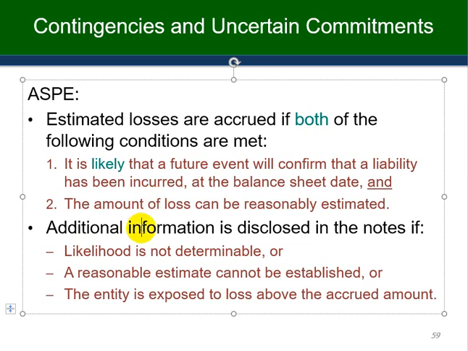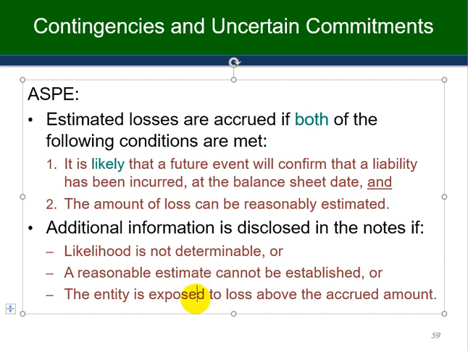We would add additional information in the notes if it's not likely that a future event will happen. If it's unlikely, then we wouldn't record the loss at all. If it's not determinable, or if we couldn't reasonably estimate the amount of the loss, we would just record in a note that the obligation exists. So if the likelihood is not determinable, we would record in a note saying that we've been sued and we can't determine the likelihood of losing the suit, or that a reasonable estimate can't be established.